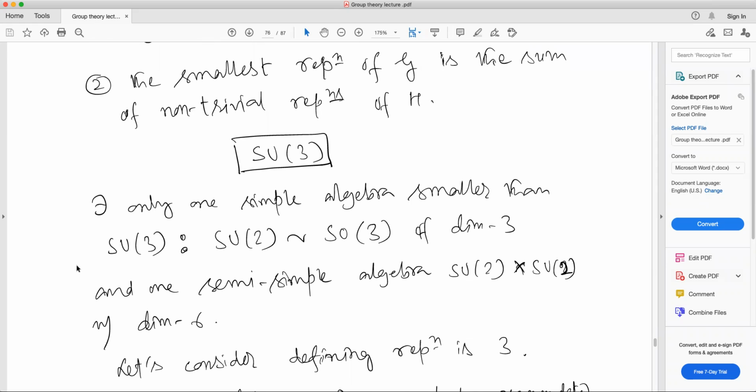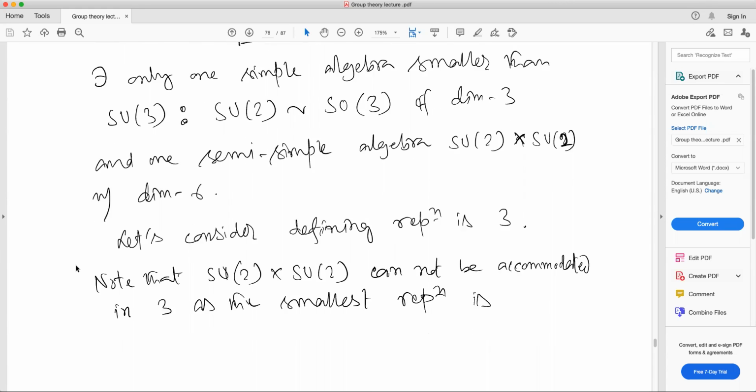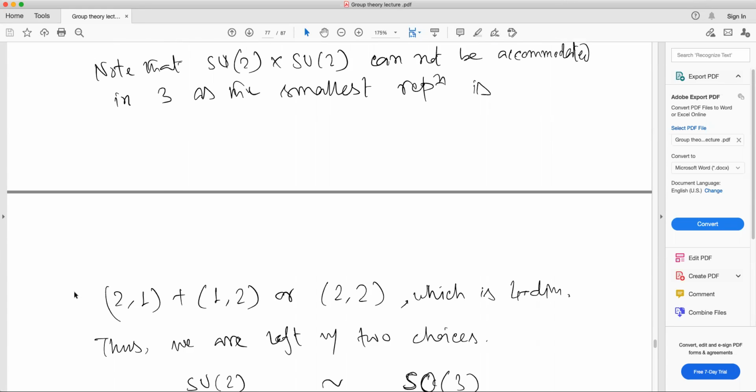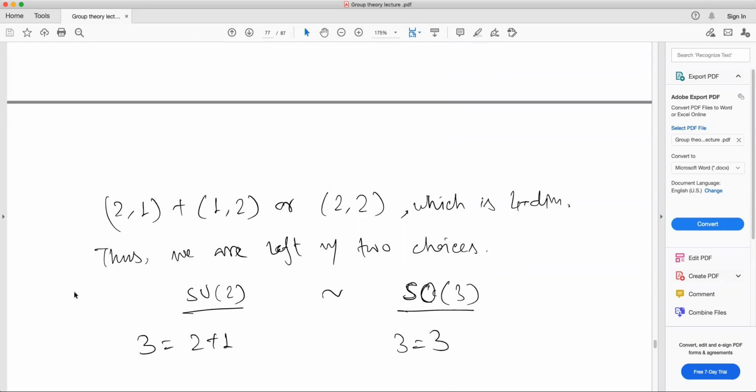For example, let's consider SU(3). There exists only one simple algebra smaller than SU(3), which is SU(2), of dimension 3. And one can think of a semi-simple algebra, SU(2) cross SU(2), of dimension 6. Now let's consider the defining representation of SU(3) to be the 3. Note that SU(2) cross SU(2) cannot be accommodated in the 3, as the smallest representation is (2,1) plus (1,2), or (2,2), which is a bi-doublet and is 4-dimensional. Thus, we are left with two choices.